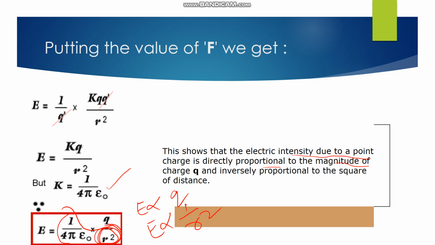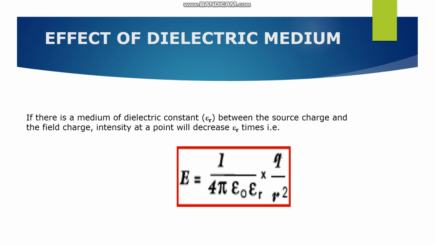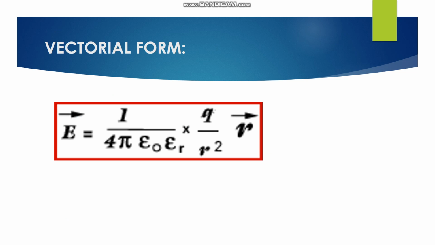We can write this equation in vector form. In the vector form, we can write E vector is equal to 1 by 4 pi epsilon naught into Q by r square into r vector. This r vector shows the direction of electric field intensity.